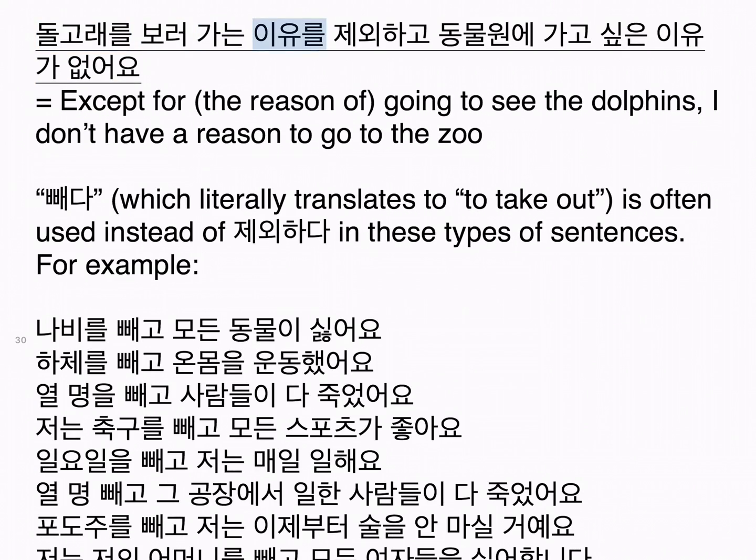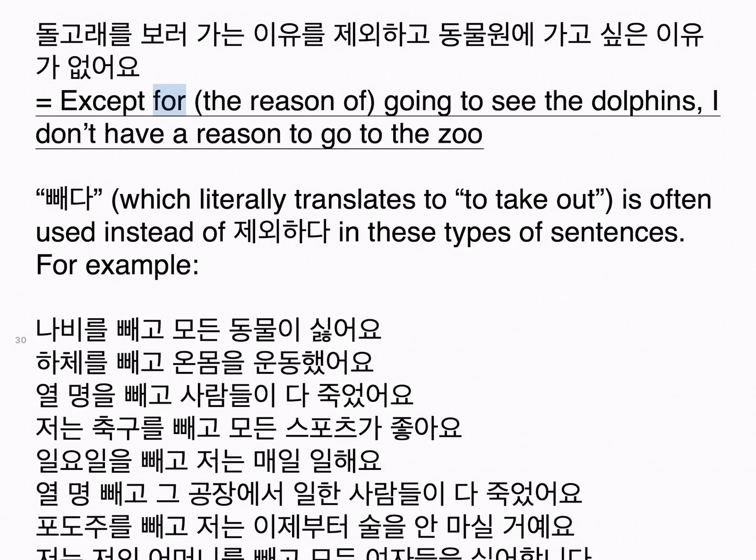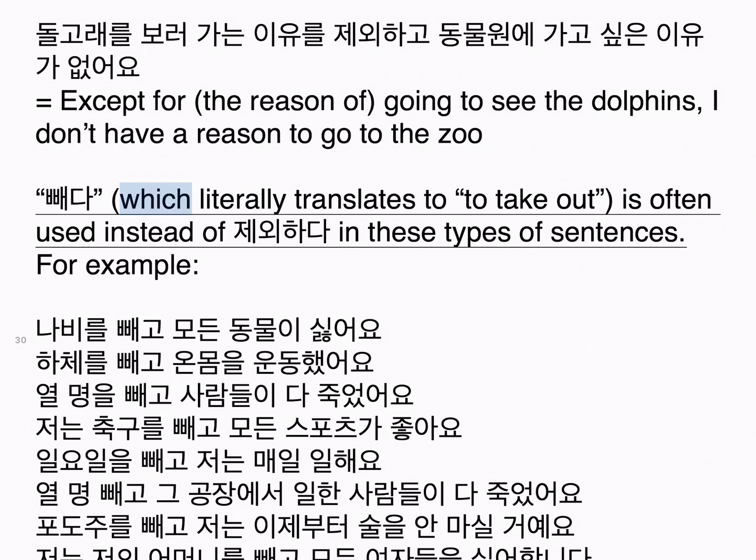돌고래를 보러 가는 이유를 제외하고 동물원에 가고 싶은 이유가 없어요. Except for the reason of going to see the dolphins, I don't have a reason to go to the zoo. 빼다, which literally translates to take out, is often used instead of 제외하다 in these types of sentences.